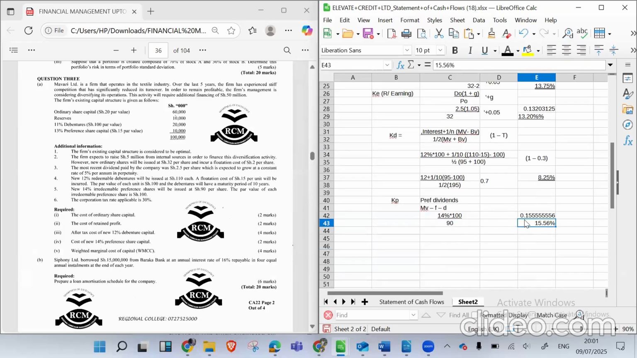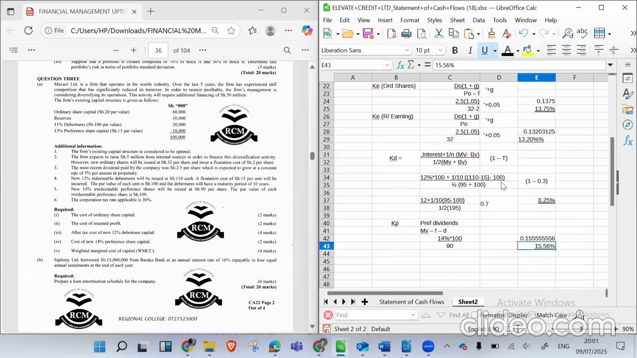15.56%. There, I think I'm correct. So that gives us the first 10 marks: 4 plus 4 plus 2. The debenture had 4 marks, because it is redeemable and there was a flotation cost. Even if it had a discount, we would also reduce it. The discount of flotation cost reduces the market value.